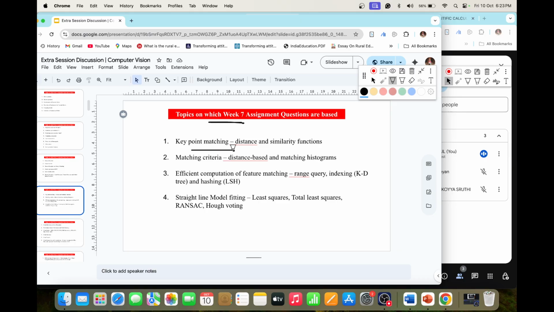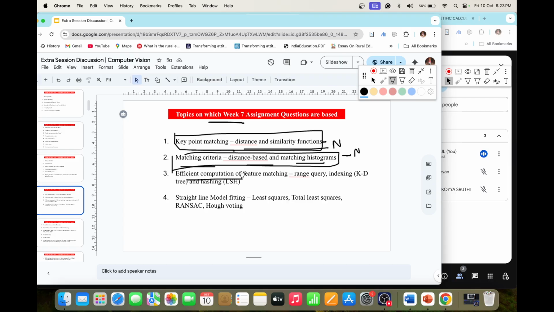So first is keypoint distance and similarity function, very important from a numerical point of view. Again a very simple concept, just go through the slides. And then matching criteria, again distance based, and matching histogram, again very important concepts related to the numerical point of view. Very easy concepts but very important, so please go through it.